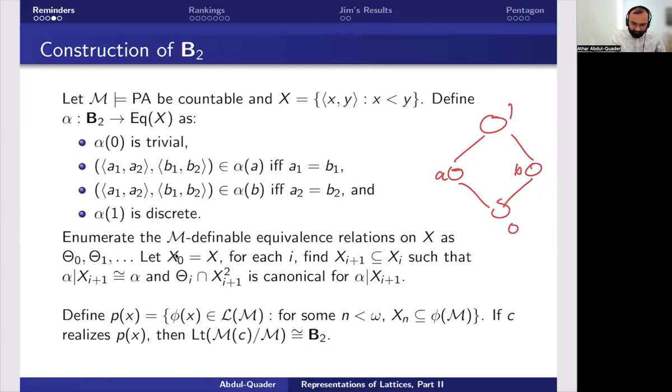Is that not right? I think it works for B2, but it doesn't work for that theorem. No, this was just for that particular example. Oh, okay, isomorphic.